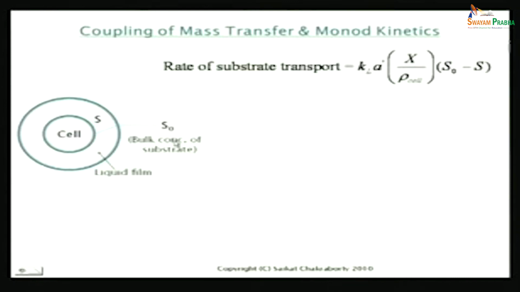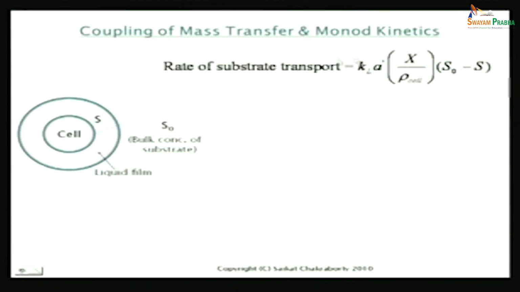Now, as a result of the presence of this liquid layer, the substrate has a concentration S0 outside, and the concentration at the interface of the liquid layer and the cell is obviously going to be lower than the concentration outside, which means that there is a concentration gradient between the bulk and this point. Now, unlike in the case of the enzyme, we may not want to solve for the concentration profile in this stagnant film. The stagnant films are typically very thin, and it's probably of not much practical use to solve for the concentration profile in this.